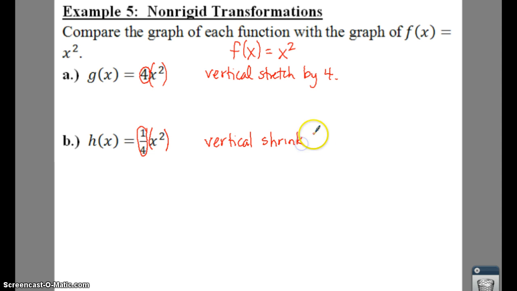by 1/4. So you need to make sure that you state both, whether it's horizontal or vertical, and whether it's a stretch or a shrink each time you do a problem like this when you're comparing graphs.